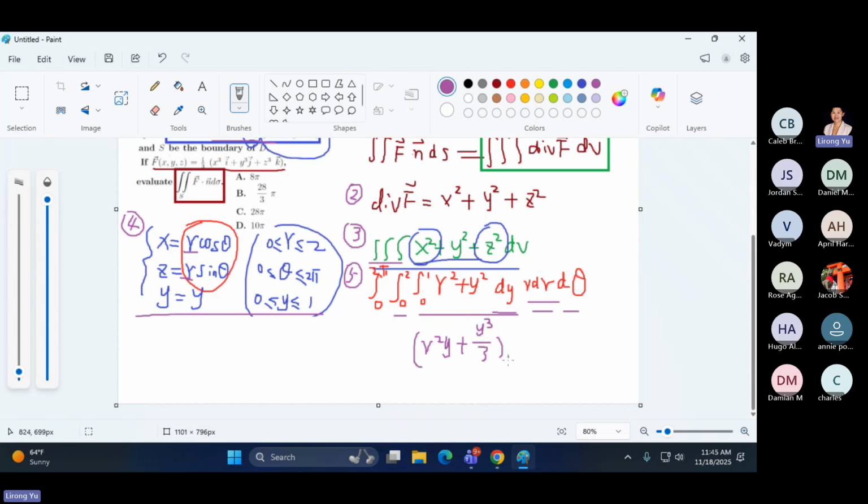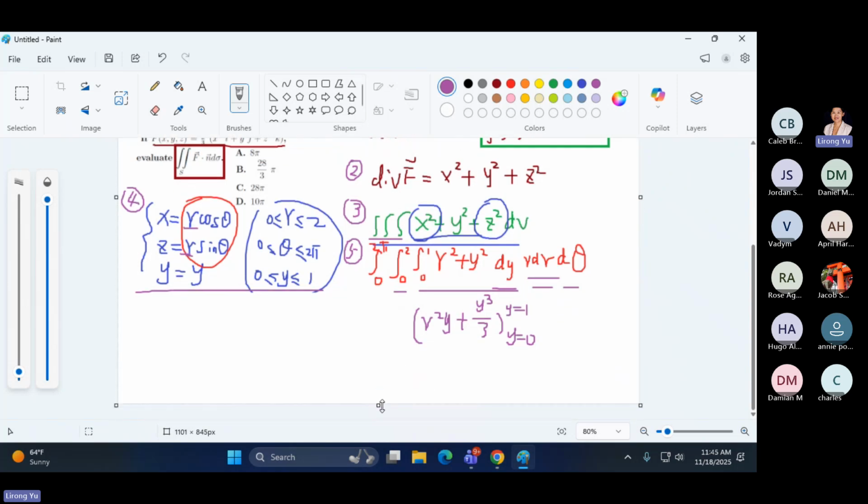And we're going to put in the integration limits y equal to 0 and y equal to 1 as we finish the inner integration. The answer will be, at y equal to 1, r squared plus 1/3. So that's what we have after finishing the integration of the y variable. The second layer of the integration is integrating r. There's r dr, so we have multiplication of r dr. r goes from 0 to 2.